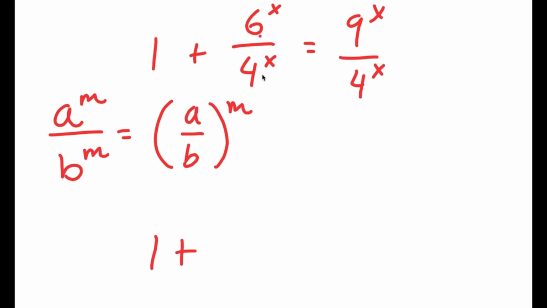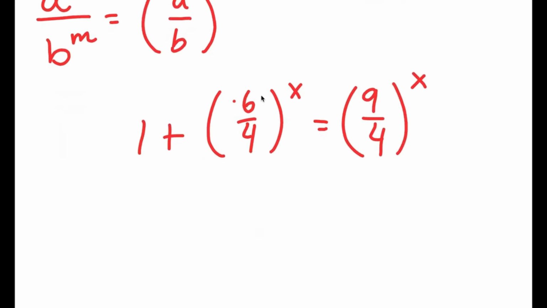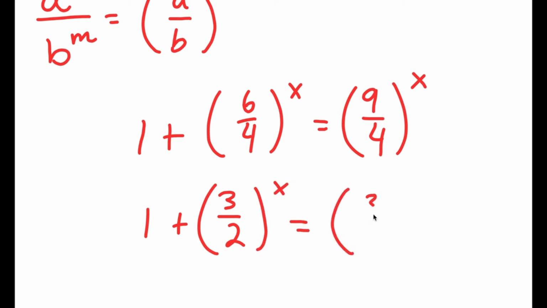So in this case, 6 to the power of x over 4 to the power of x is going to equal 6 over 4 to the power of x. And 9 to the power of x over 4 to the power of x is going to equal 9 over 4 to the power of x. Now I can simplify these fractions. So 6 over 4 is equal to 3 over 2. And 9 over 4 I'm going to rewrite as 3 squared over 2 squared.